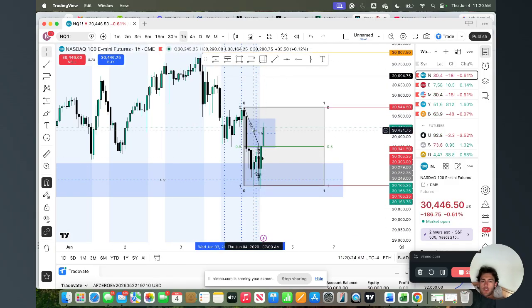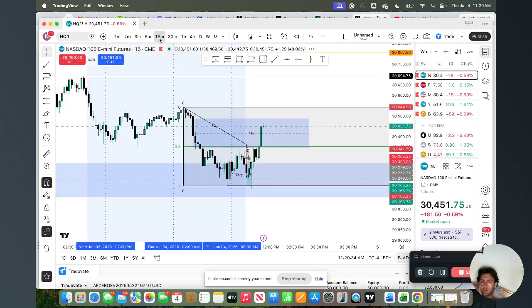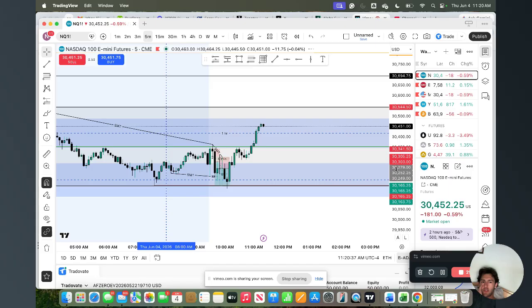I wanted to see us first tap into this hourly fair value gap, which is the same place where equilibrium is, high time frame equilibrium. Once I saw that gap tap, then I knew that we would be going lower. Let's just go straight to the 5.